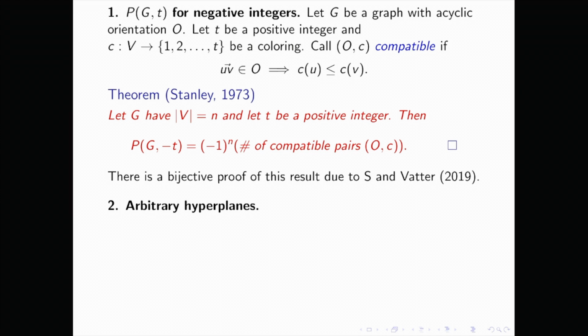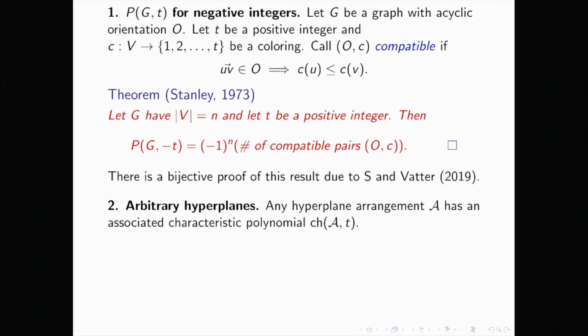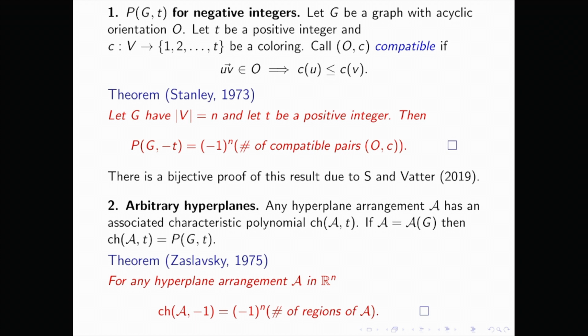Also, I didn't give you the strongest form of Zaslavsky's theorem. So let me talk about an arbitrary hyperplane arrangement. Given any hyperplane arrangement, it does not have to come from a graph, there is an associated polynomial called the characteristic polynomial. Now, I don't have time to define the characteristic polynomial in full generality, but just think of it as a black box. You hand the black box an arrangement, and out pops a polynomial. And if you hand it an arrangement which came from a graph, the box will hand you back the chromatic polynomial. So this is a vast generalization of the chromatic polynomial. And Zaslavsky's full theorem says that if I plug minus one into this newfangled characteristic polynomial, we always get up to sign the number of regions.